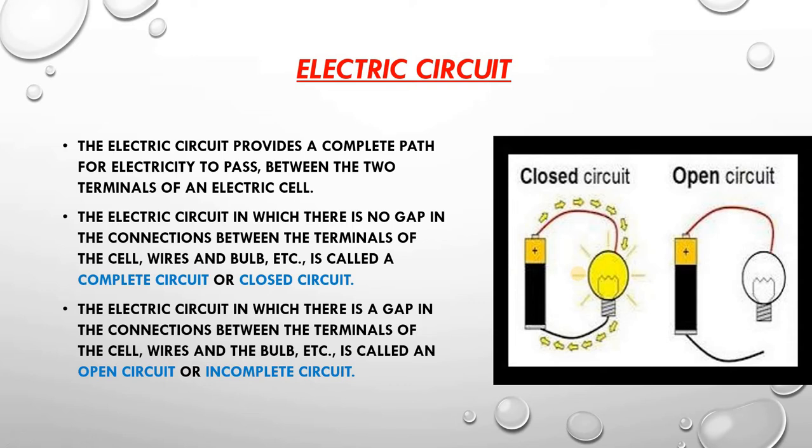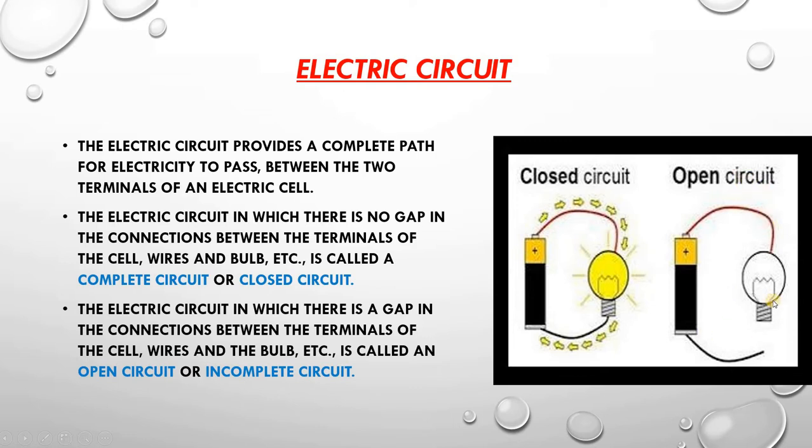Now, next comes the open circuit or incomplete circuit. What is an open circuit or incomplete circuit? The electric circuit in which there is a gap in the connection between the terminals of the cell, wires and bulb is called an open circuit or incomplete circuit. Here you see in this path there is a gap. Where is the gap? Here you see, between this wire and the bulb. There is a gap, so the circuit is not closed. The path is not connecting. So this is called what? This is called an open circuit or incomplete circuit.